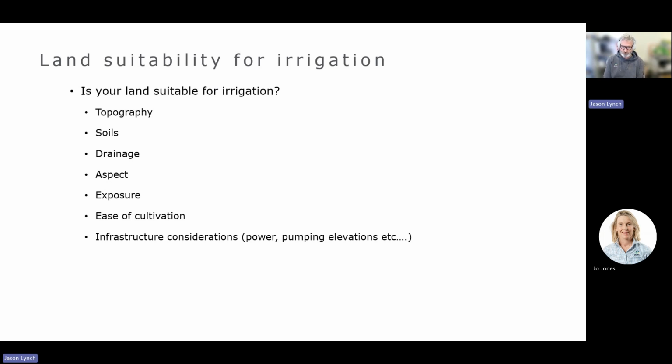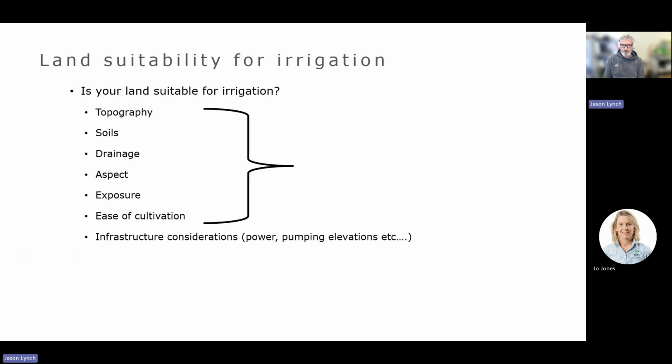And then finally, and certainly a major consideration, is everything to do with infrastructure. What's the proximity to power lines? What's the issues in relation to pumping elevations? What about roads? What about sheds? Is there anything that's going to restrict swinging pivots over, i.e. is there dams in the way that means that the pivot's not going to go around in a full circuit, or is it going to do a partial circuit?